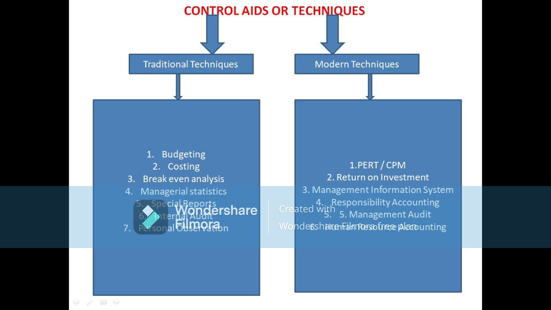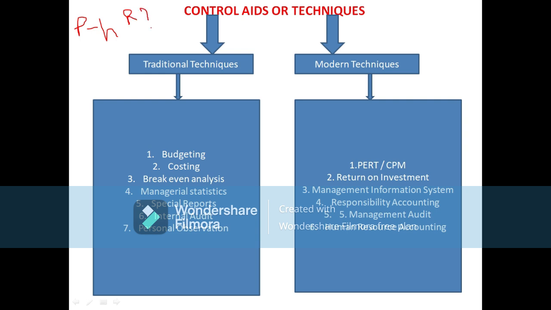Actually, planning and controlling are basic managerial functions. Both are closely interrelated. What does planning mean? Planning determines how the resources of the concern should be utilized to achieve the organizational objectives. So what does planning determine? How to use resources.